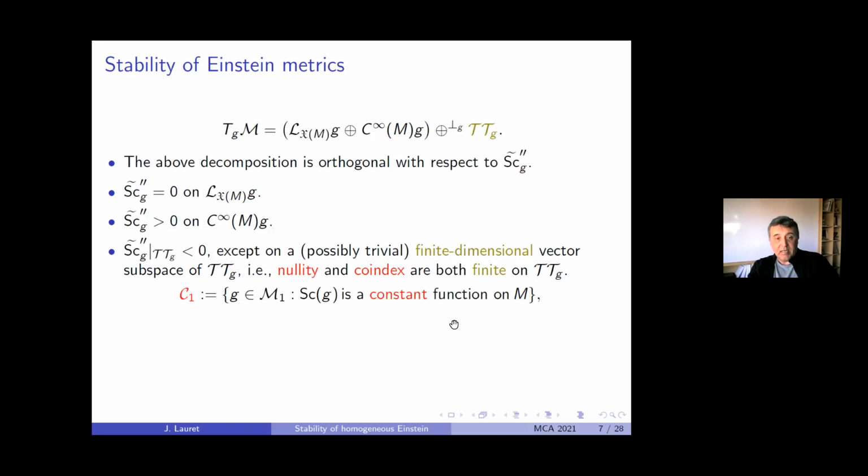The subspace is precisely the tangent space of this very natural subspace of metrics, which are the metrics of constant scalar curvature. When this function, which is actually a number at each point of the manifold, is a constant function. So these are the metrics such that the scalar curvature is just one number. And so we will be studying the co-index of the functional restricted to this space.